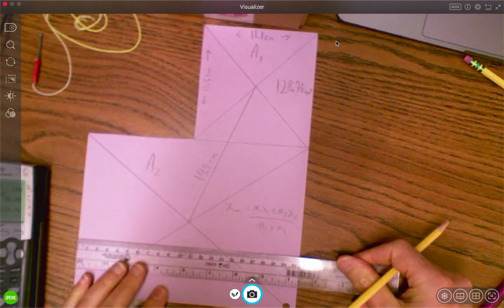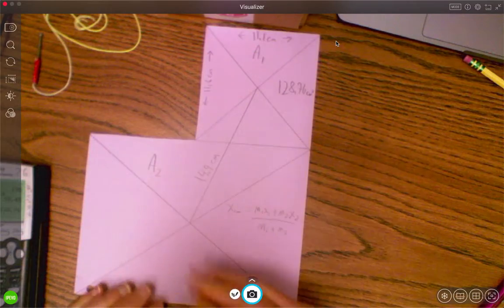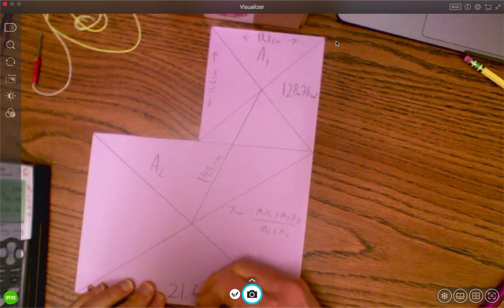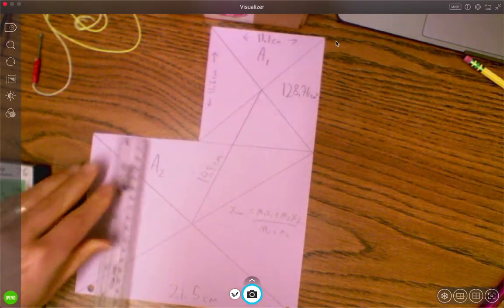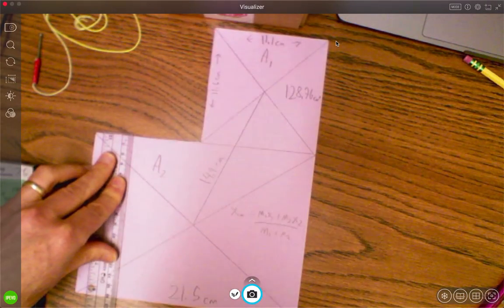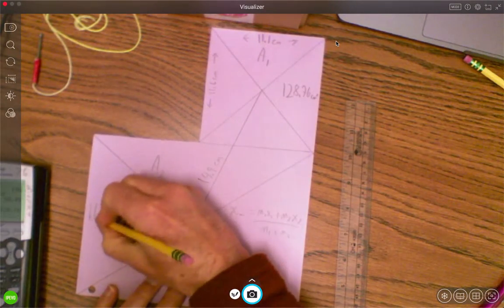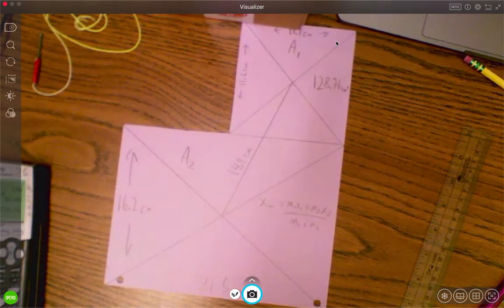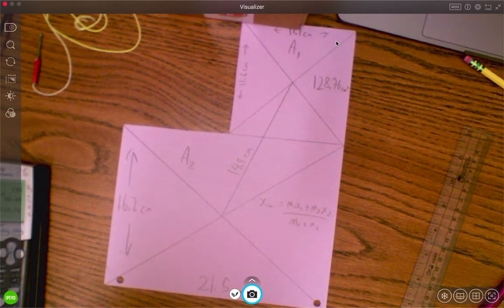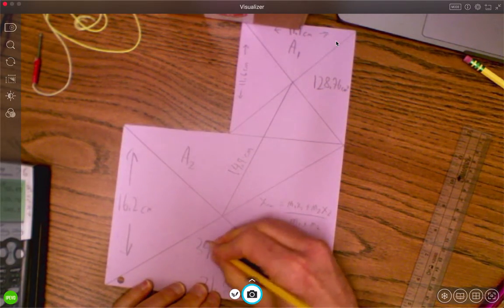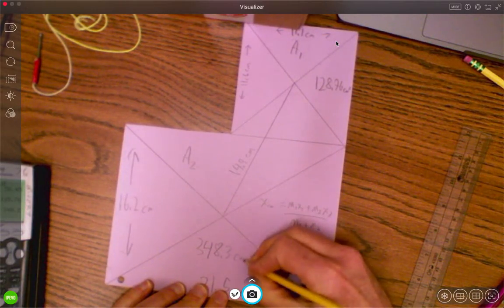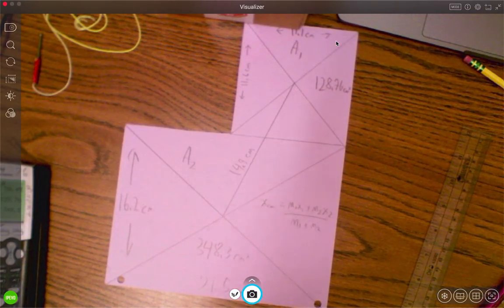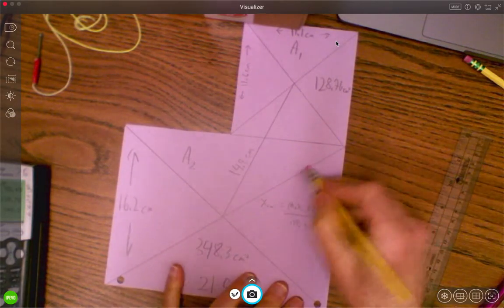Okay, so now let's figure out the area of the bottom one. All right, here we go. This is 21.5 centimeters. And then the height of this is 16.2 centimeters. So the area of this guy is 16.2 times 21.5, 348.3 centimeters squared, right? Okay. So now I'm just going to use this formula here.